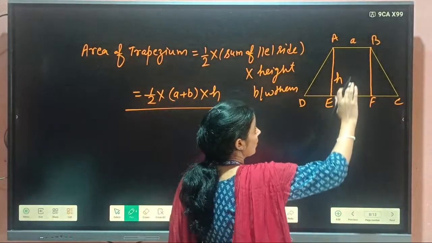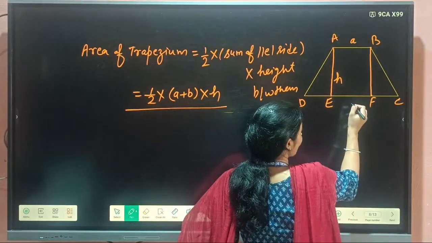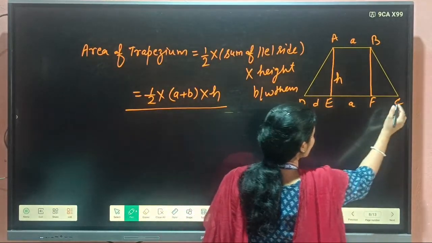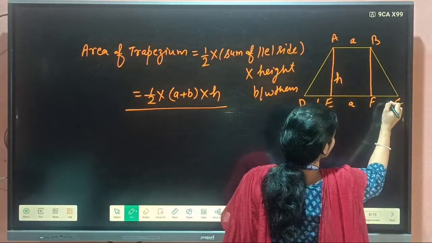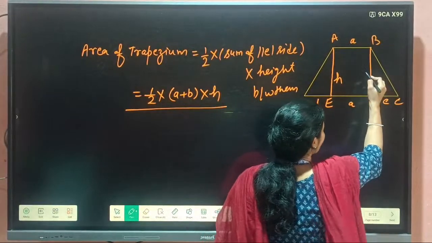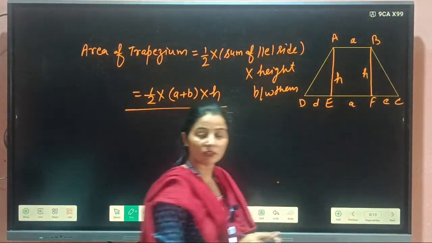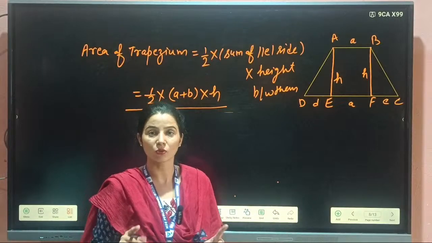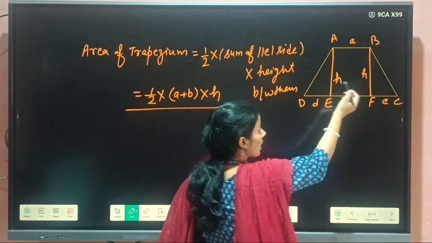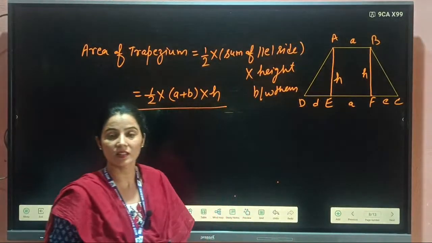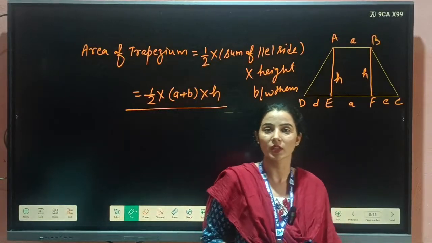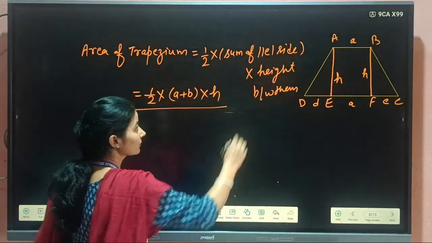Now, if it was A, then it will be A only. Say this distance is D and this distance is C. This BF will be H. This trapezium we divided into two triangles and one rectangle. Find out the area of one rectangle and two triangles. And we know how we can find the area of triangles and rectangle.